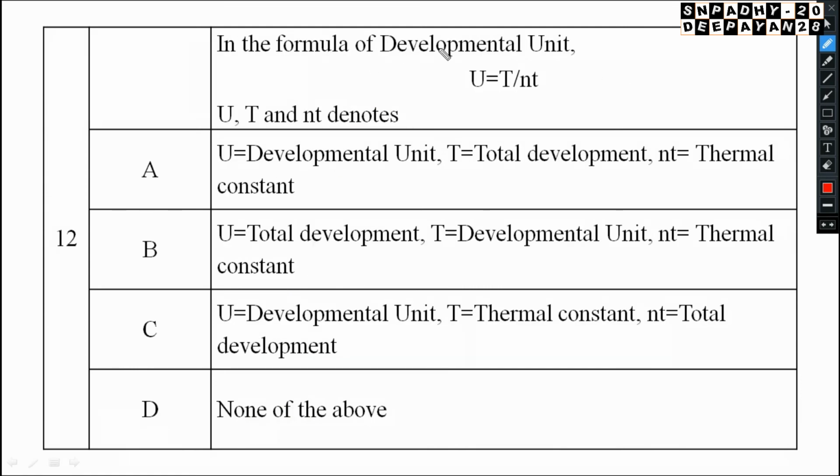What is the formula for developmental unit? That is U equals T by NT. The question is, what is the meaning of U, T and NT? The right answer is option A: U means developmental unit, T means total development and NT means thermal constant. Understood? You should not get it wrong. Be very specific about these terms, they are highly important.